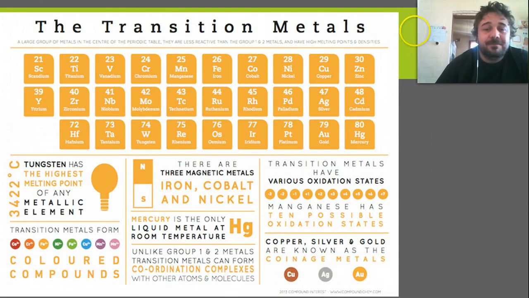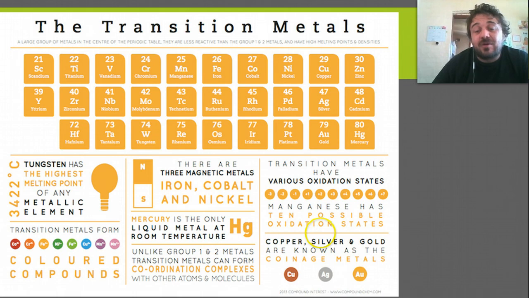And it's these ones here, okay? So it's that block in the middle that's between 2 and 13. All right, so the highest melting point of any metallic element is tungsten at 3,400 something degrees. We've got 3 magnetic ones. Various oxidation states. You don't need to know what that means, but that means that they combine in all sorts of weird and cool ways.